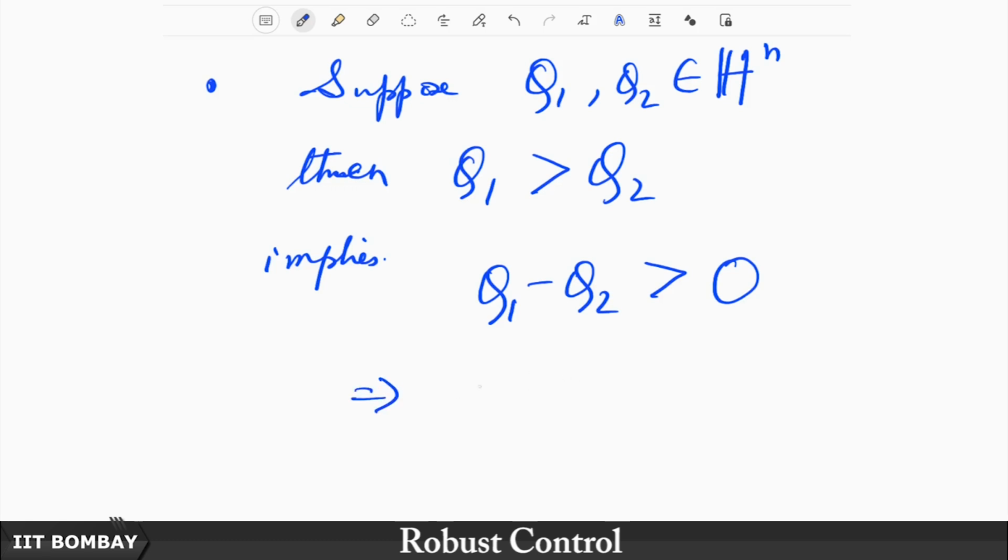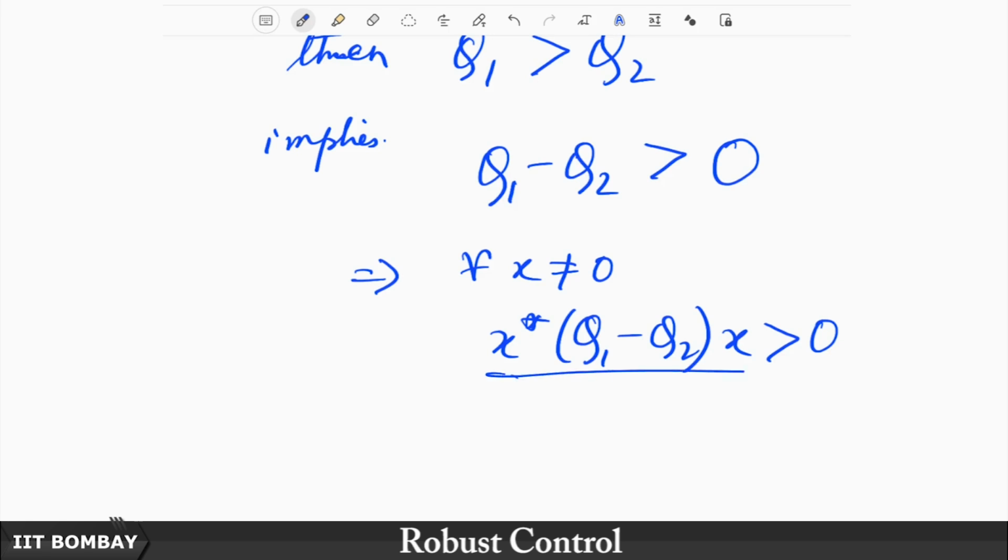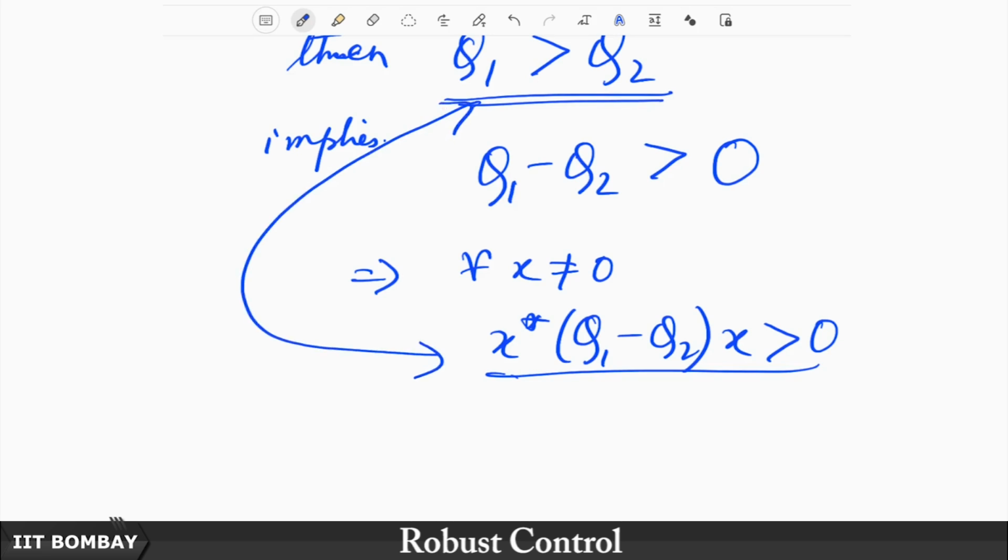It means that for all x not equal to 0, x Hermitian (Q1 minus Q2) times x is a scalar that is strictly positive. Okay. That is how this should be read. So, whenever you encounter this, immediately it should flash before your eyes that this is what it implies. Be under no other misconception.